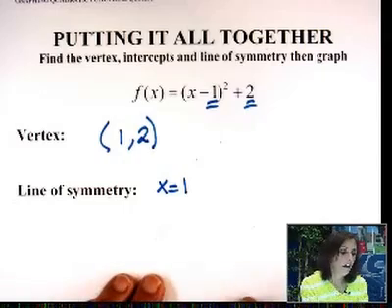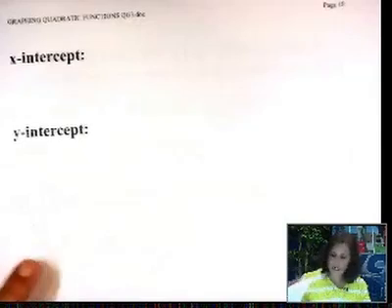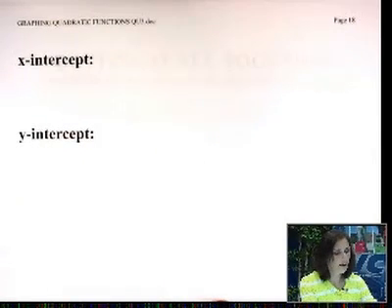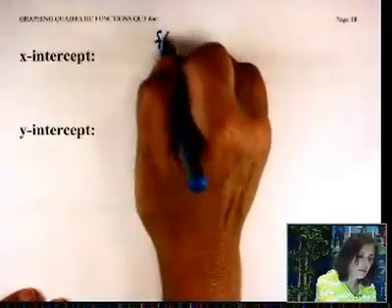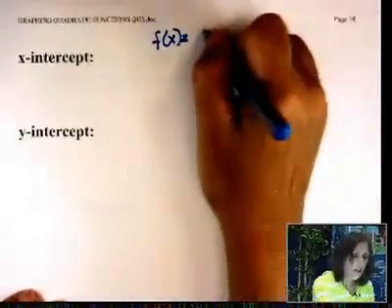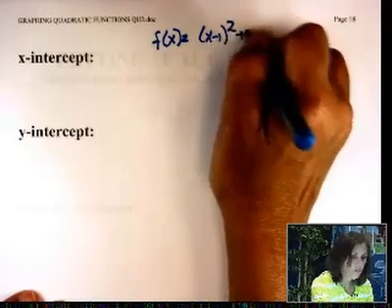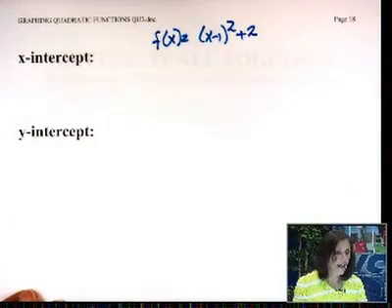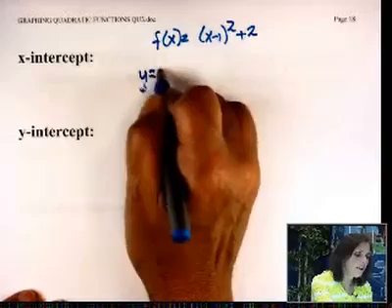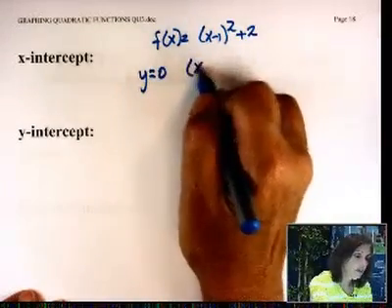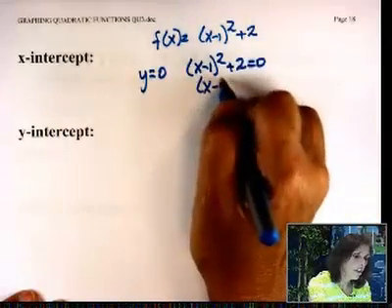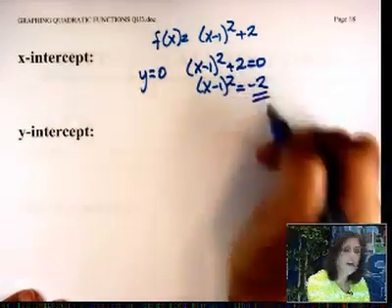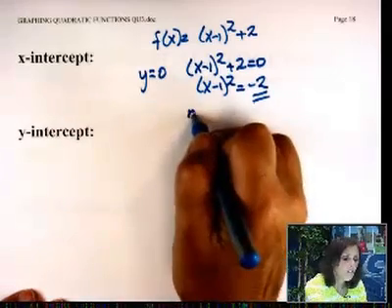All right. Let's go to the next stage. X-intercept. Let's put down the equation. The equation was f of x equals (x minus 1) squared plus 2. And x-intercept, that's when y is 0. So (x minus 1) squared plus 2 is 0. Move it over: (x minus 1) squared equals negative 2. Oh, this is negative. I cannot take the square root. So no x-intercept.